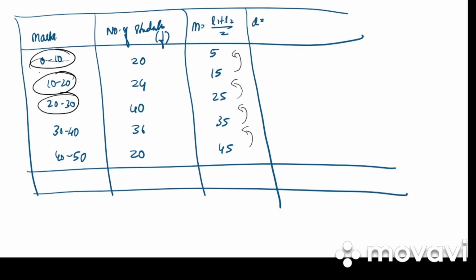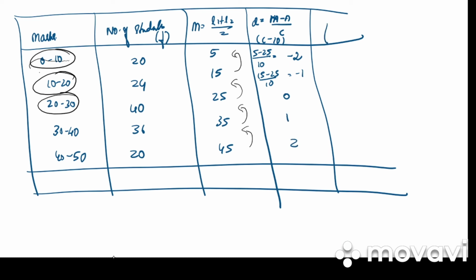So how do we find out D? It is M minus A divided by C, and C is 10. So 5, what is the assumed value? 25. 5 minus 25 divided by 10, it is minus 2. Then we have 15 minus 25 divided by 10, minus 1. Then we have 0, 1 and 2.